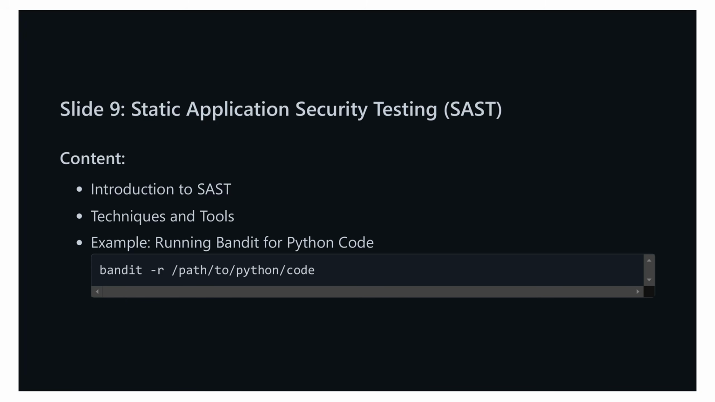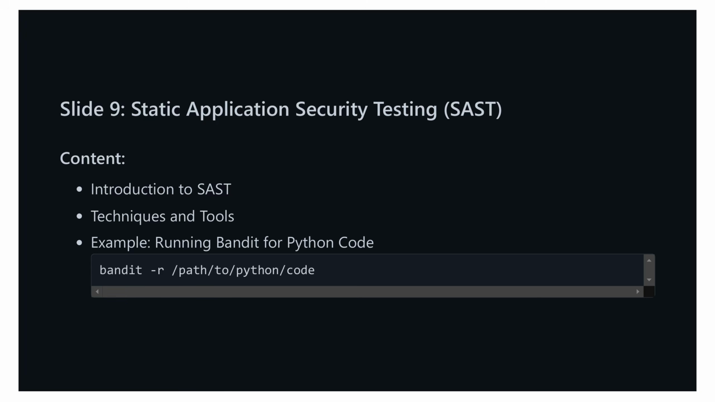Next, we'll look into various techniques and tools used in SAST. These tools help developers identify and rectify security issues early in the software development lifecycle, which can significantly reduce remediation costs and effort. Finally, we'll examine an example of running Bandit, a popular SAST tool for Python code.